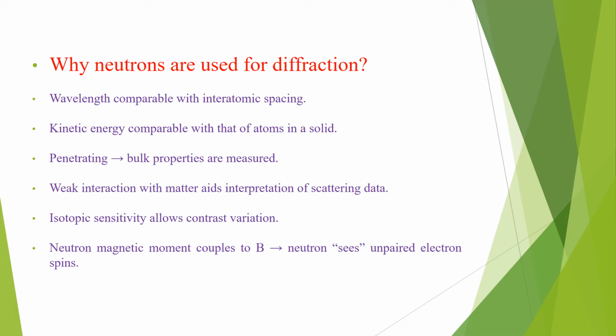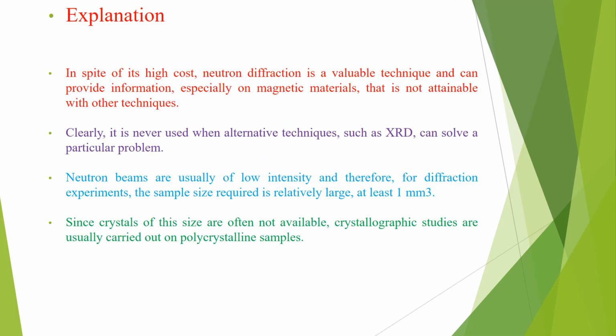The weak interaction with matter aids interpretation of scattering data. The isotopic sensitivity of the neutron allows contrast variation, and the neutron magnetic moment couples to B, so the neutron sees unpaired electron spin.